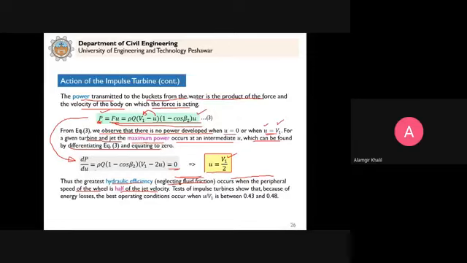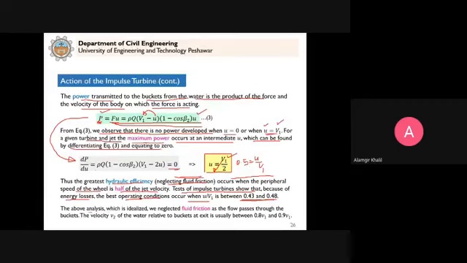But because we have friction, tests on impulse turbine show that because of energy losses, the best operating conditions occur when this ratio u by v1, which is now here 0.5. For the maximum condition it is 0.5. Clear? This ratio u divided by v1 comes here. But because of the friction, tests on impulse turbine show that this is normally between 0.43 to 0.48.